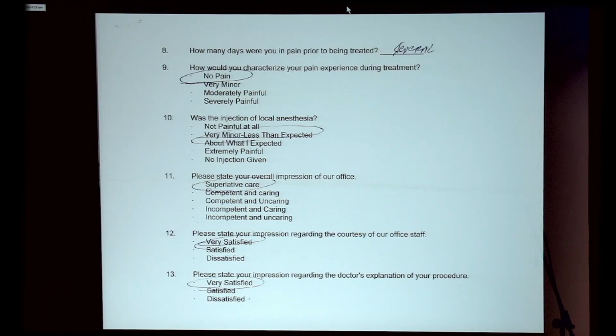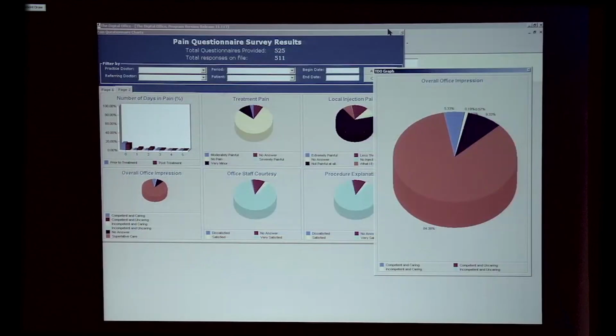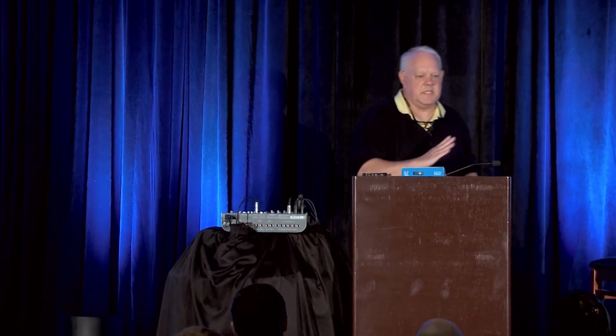It's only 13 questions, and then that goes into TDO. It makes metrics. You can bring the metrics up, and it will show you how you're batting, whether they perceived you as competent and caring, incompetent and caring, competent and uncaring, or incompetent and uncaring. And you should be in the 90th percentile in all of these things. It grades you on a whole host of things. If you do this, you'll have valuable feedback on what your patients think of you. And some of them will be brutally honest with you.